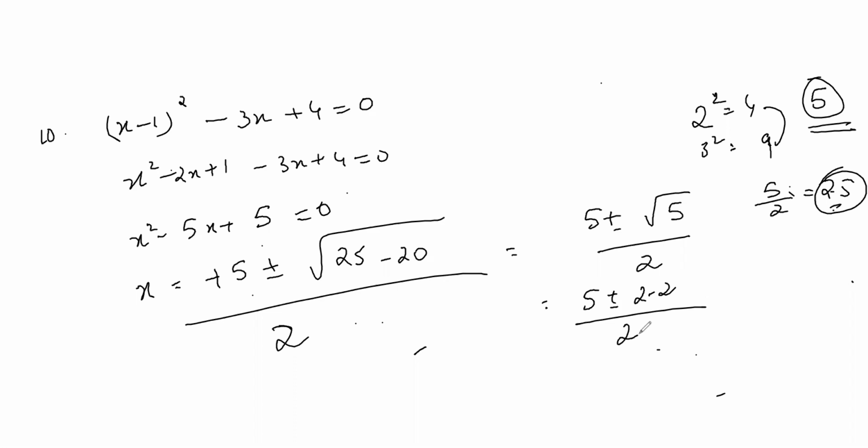Okay, then if you solve this, you will get the x value respectively. So x is equal to 7.2 by 2, or x is equal to 5 minus 2.2, 2.8 we can write down. So either 3.6, and this is 1.4. That's it. So two values.